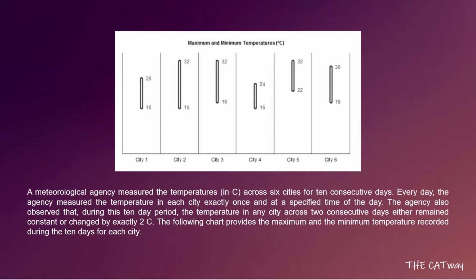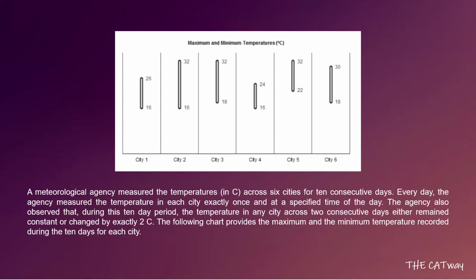So we have been given a chart and some data has been provided. So let us read that. A meteorological agency measured the temperature in degrees Celsius across 6 cities for 10 consecutive days. Every day the agency measured the temperature in each city exactly once and at a specified time of the day. The agency also observed that during this 10-day period, the temperature in any city across 2 consecutive days either remained the same, constant, or changed by exactly 2 degrees Celsius. The following chart provides the maximum and minimum temperature recorded during the 10 days for each city.